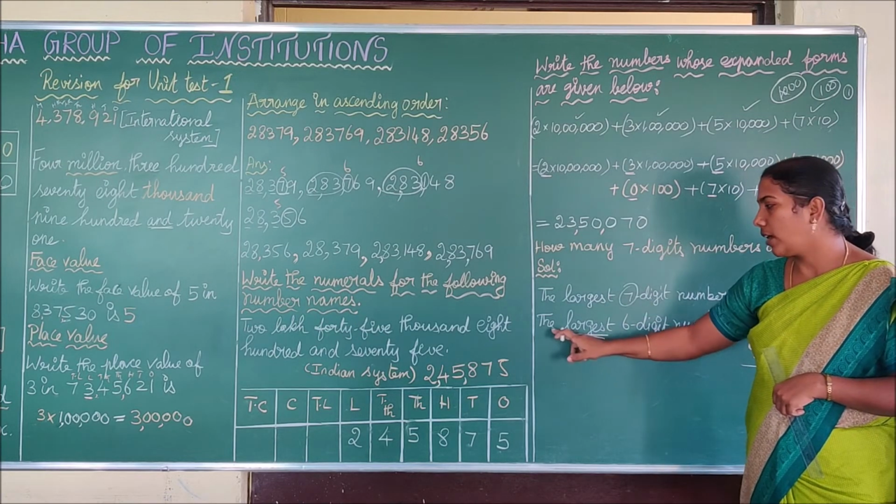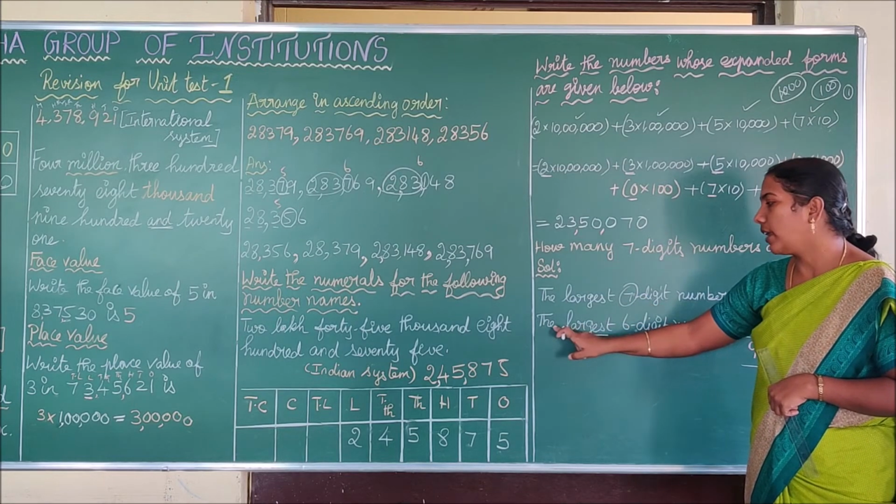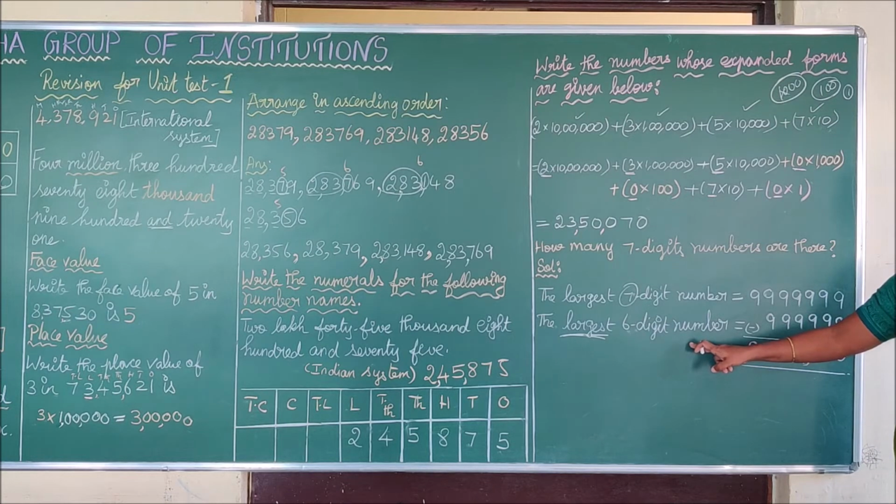Next, note this, children, again you have to write the largest only. We are reducing 1 from 7, you get 6. Thus we are writing the largest 6-digit number, where you write the number 9 six times. After that, you have to subtract these two numbers. By subtracting these two numbers, you get 0, 0, 0, 0, 0, 0 and 9 comes down.